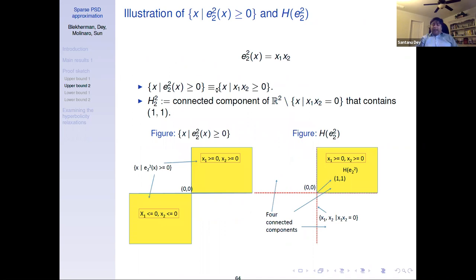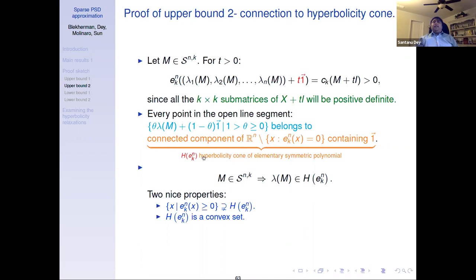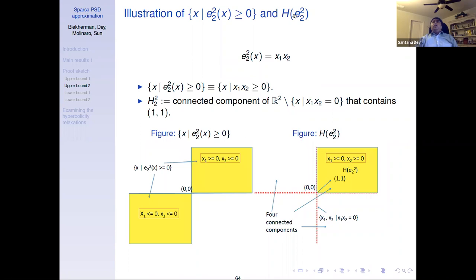So we are interested in H(E_{n,k}), where of course k is strictly less than n, but just to understand these two properties, let's look at a simple example that I can plot, where n is 2 and k is 2. In that case, this elementary symmetric polynomial is x1 x2. And this original set said that x1 x2 is greater than or equal to 0. This is obviously the non-negative orthant and the other symmetric orthant where both x1 and x2 are less than or equal to 0.